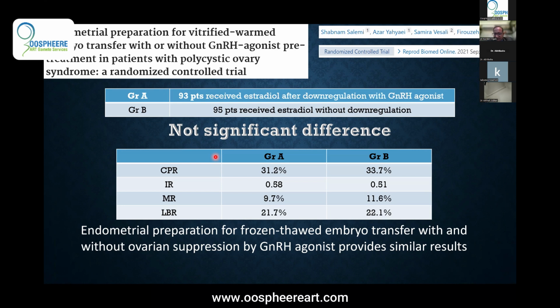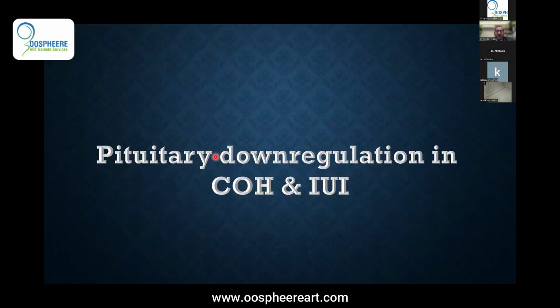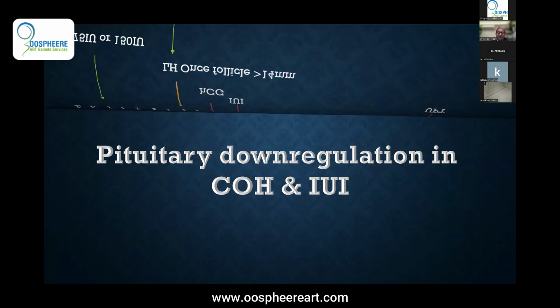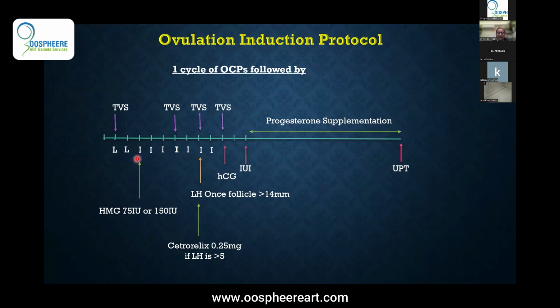But as I said, you have two good options. You can schedule the cycle better according to your availability, and you have better results. Okay, equal results rather. Now coming to the one last part, which is pituitary downregulation in COH and IUI cycles. Yes, it is also necessary in these cycles. So what happens, especially in the protocol where you are expecting more than two dominant follicles.